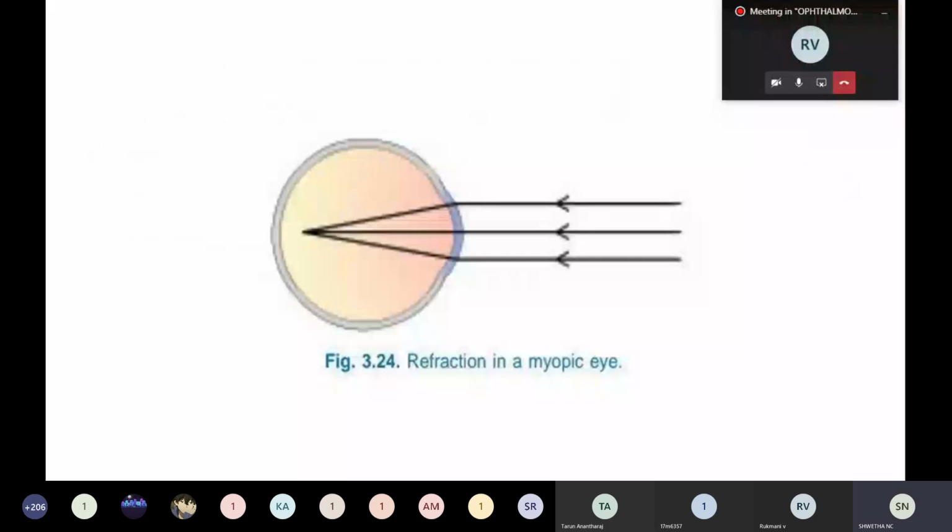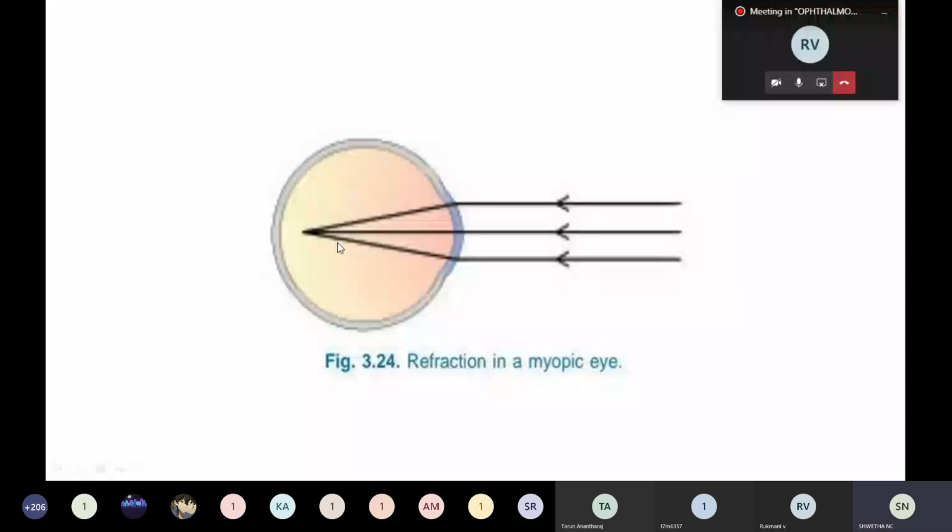This is a diagram you can make out here. These are the parallel rays of light from infinity. They are focusing here in front. This is the retina, but here it is not falling on the retina. It is focusing in front of the retina. So this is a myopic refraction state. The rays are falling in front of the retina instead of going onto the retina, so we call it the myopic state.